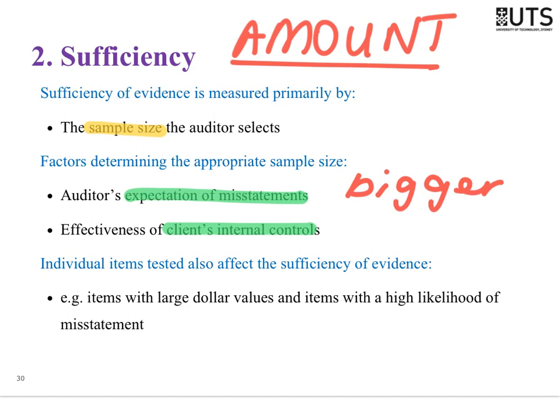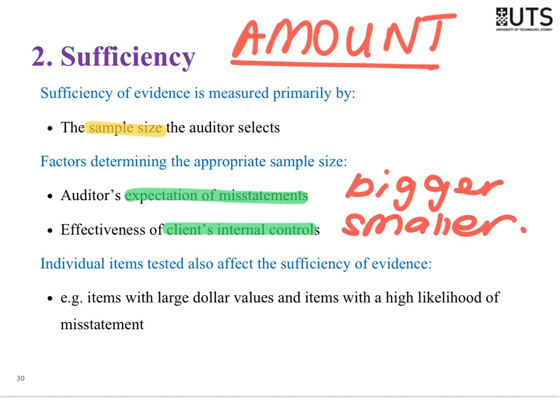When we're talking about the internal controls of the business, if we think the controls are really good, the system that the business uses is really good, it's good at checking the information and preventing issues and detecting issues, would that result in a bigger or a smaller sample size? Absolutely. Ladies and gentlemen, that's the skill I want you to develop.